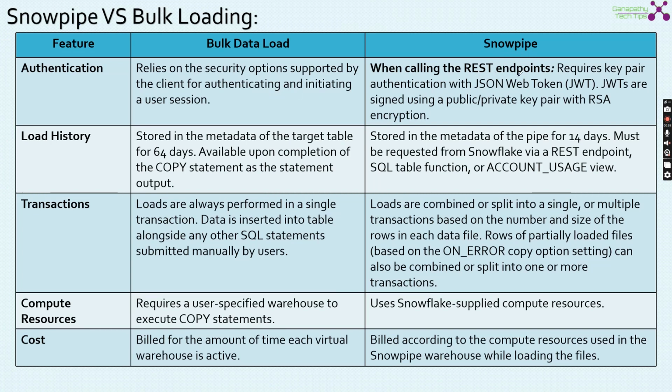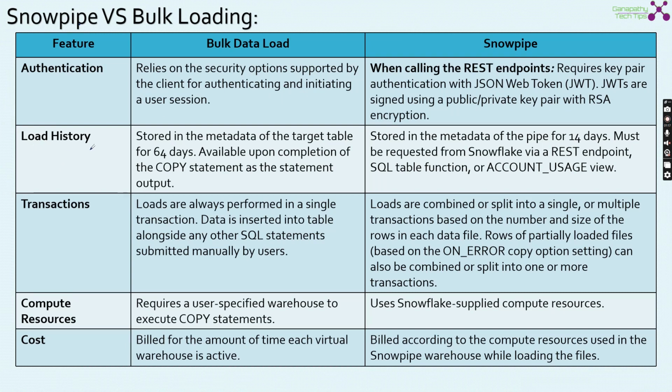When you are calling the REST API endpoints, you require key pair authentication with the JWT, which is the JSON Web Token. JWTs are signed by the public private key pair with RSA encryption. Again, you must be aware of what the public private key pair is, right? So this is the differentiation.